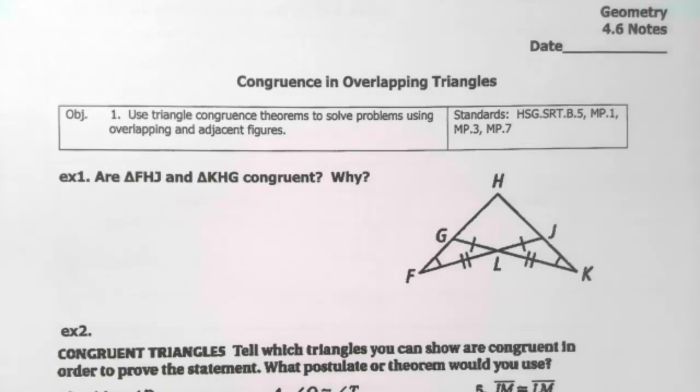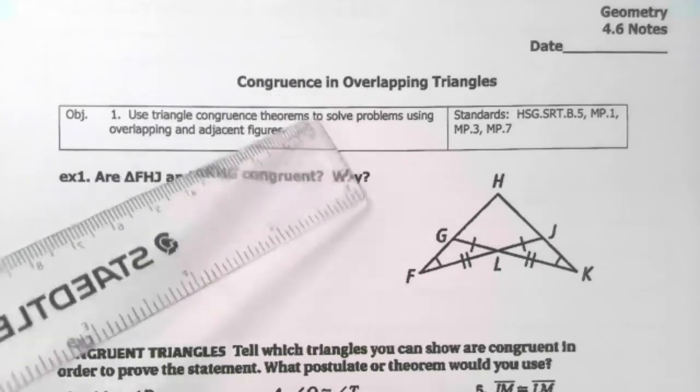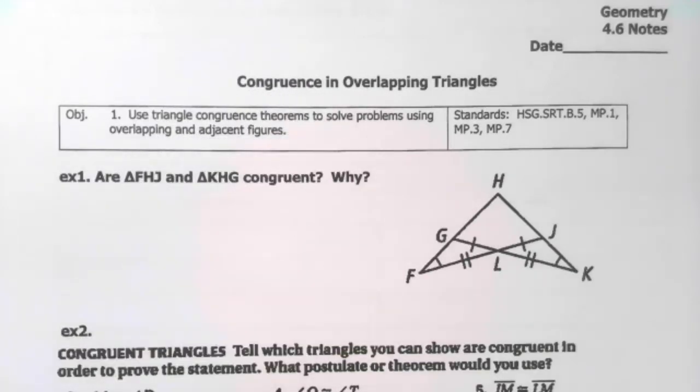Good afternoon. We are going to do 4.6, congruence in overlapping triangles. And I think one of the main strategies that we want to focus on here today is how do we take a drawing that looks really confusing and turn it into something that we can analyze and look at for triangle congruence. So we will be doing quite a bit of drawing. Make sure you have a ruler. We will be using a highlighter or two, so if you have those or colored ink, it's going to come in handy.